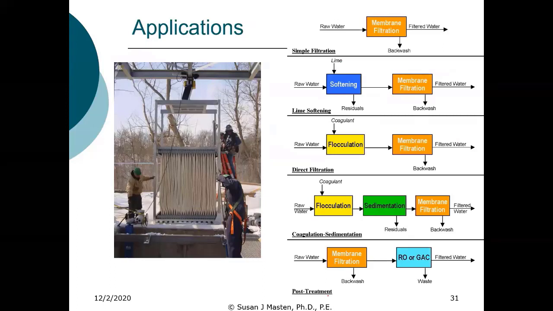Just some applications of membrane filtration. You can take raw water and directly filter it through a membrane filter. This is done in Marquette. So Marquette has a membrane filtration system. I believe it was one of the first surface water membrane filtration systems in, well, Monroe was, Marquette, I believe, was the first. Mackinac Island also has membrane filtration now.